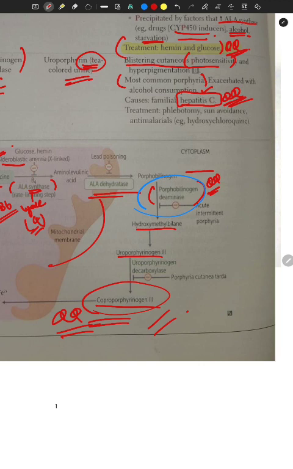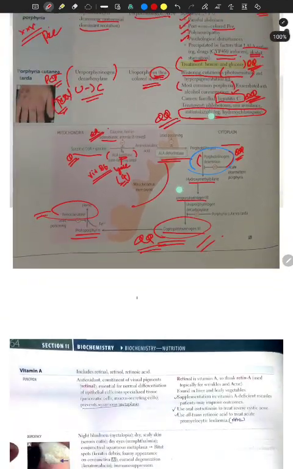So what is the treatment you are going to give? You should be giving sun avoidance, antimalarials. C. This is very, very important. So antimalarials, especially your hydroxychloroquine, and for your hepatitis C, it is given here.